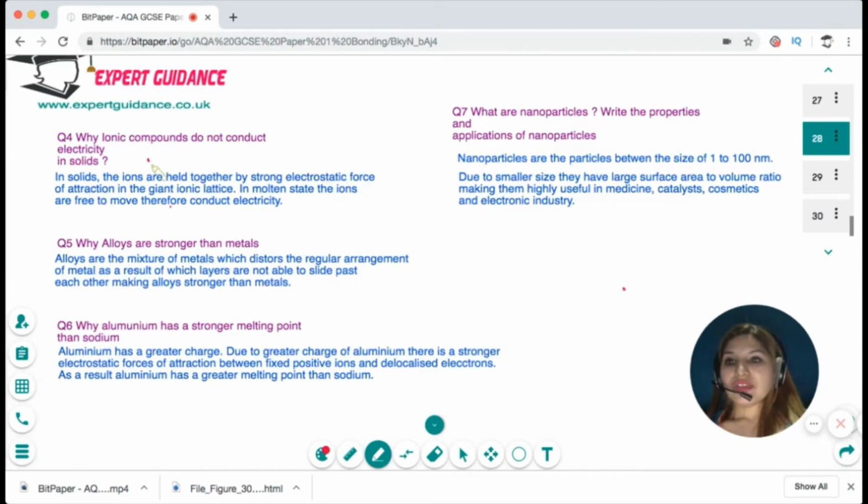Why do ionic compounds not conduct electricity in solid? Because in solids, the ions are not free to move. Alloys are stronger than metals because the different size atoms distort the regular arrangement, so the layers cannot slide past each other.